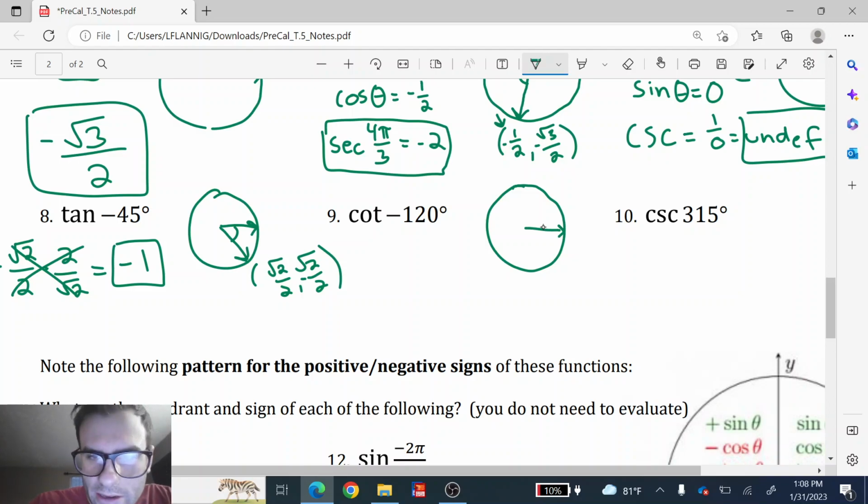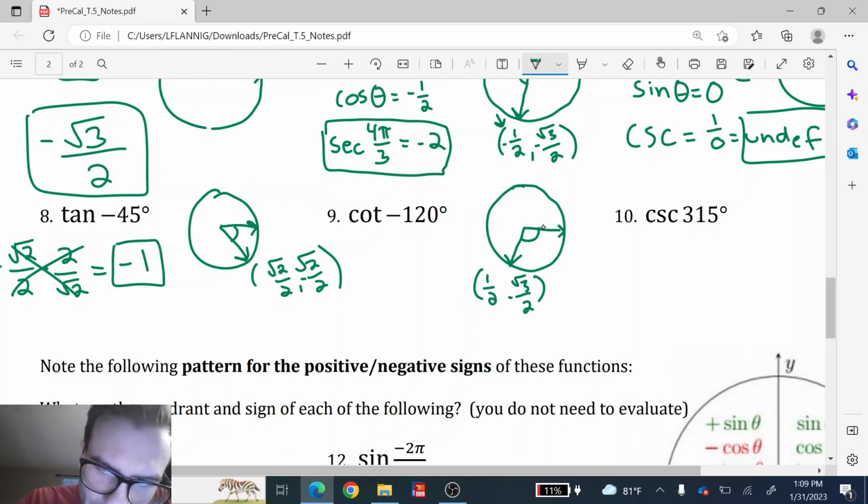draw a line, and negative 120 is somewhere in this area. Negative 120. We know it's going to be 1/2 and square root of 3 over 2, and because it's in quadrant 3, we know they're both going to be negative. So in that case, I have to make sure I figure out, is it closer to the y-axis or closer to the x-axis? And this is closer to the y-axis, so that's going to be bigger in the y. So we have the root of 3 over 2 here, negative, and the 1/2 here, negative.